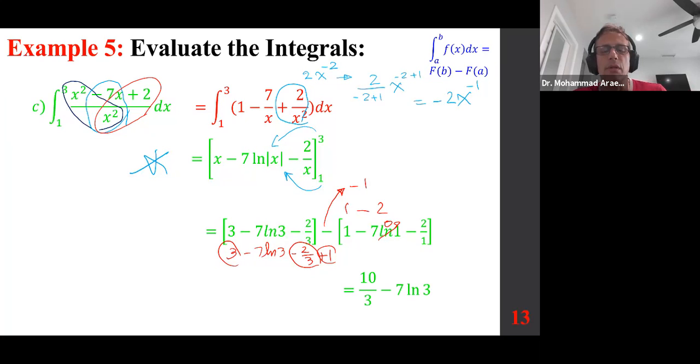Remember, subtraction is a form of addition. And we keep it as minus 7 ln 3 because that's an exact answer, everybody. That's an exact answer. So we keep it intact. Precise answer. Here's the next one.